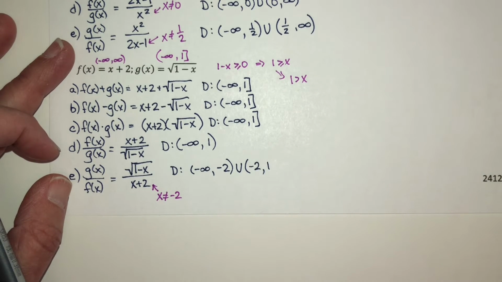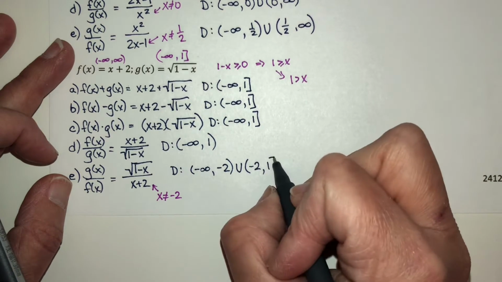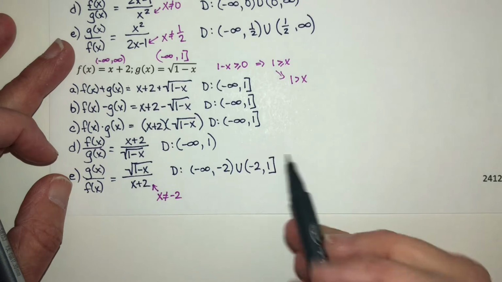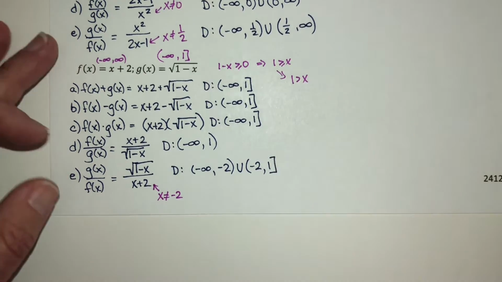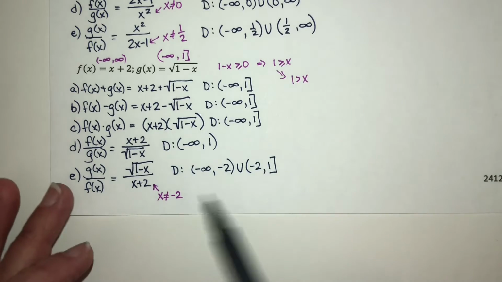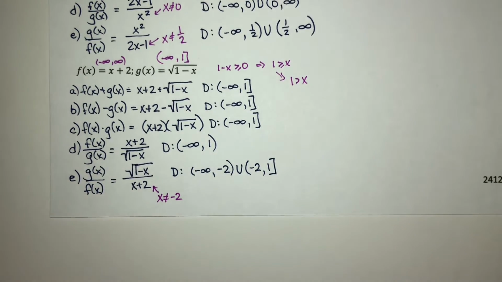and since 1 is included, I have that. Now I can't go further up than that because 1 is the limit. I can't go any higher than 1 based on this alone. So this will be the overall domain.